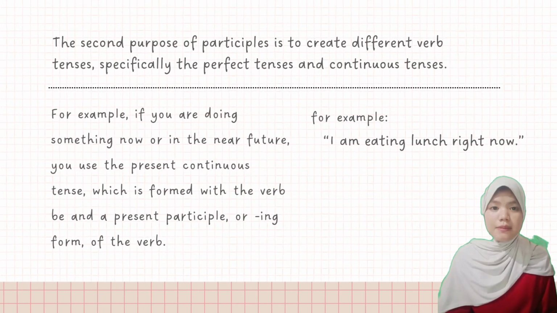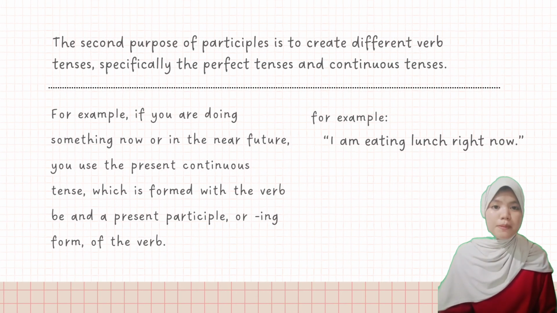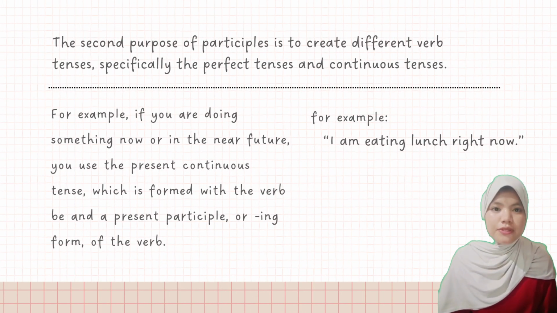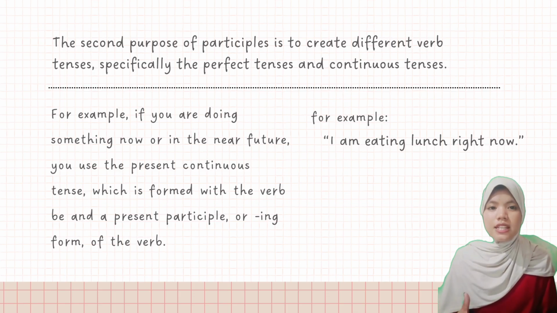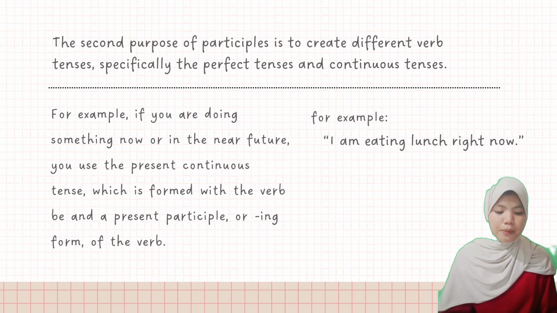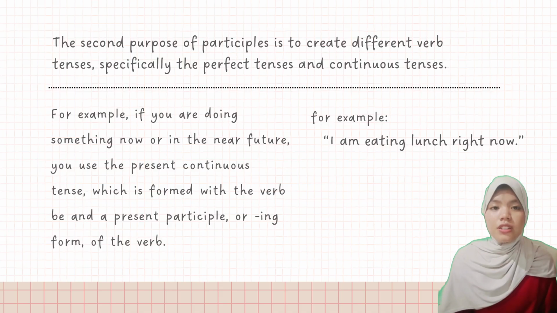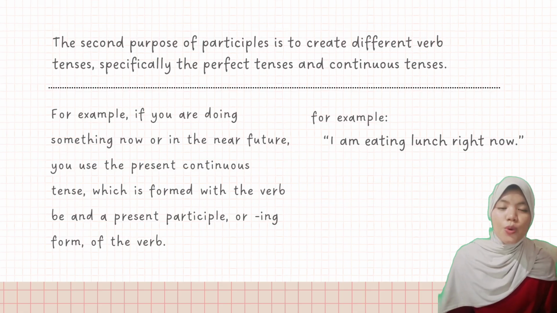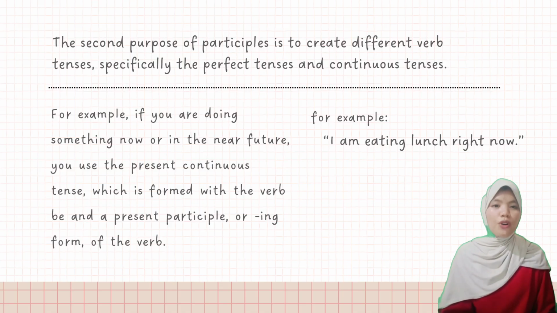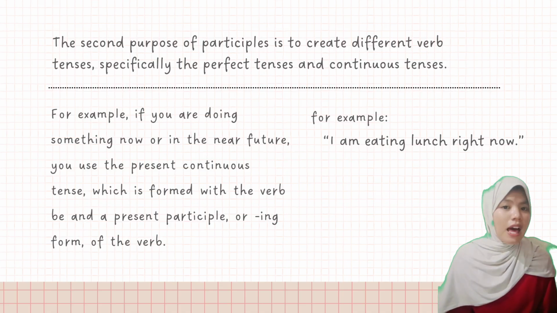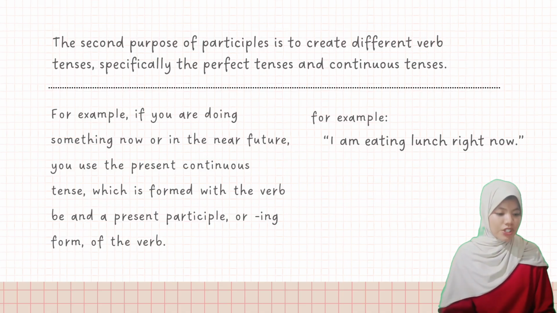The second purpose of participles is to create different verb tenses, specifically the perfect tense and continuous tense. For example, if you are doing something now or in the near future, you use the present continuous tense, which is formed with the verb be and a present participle or ing form of the verb. For example, I'm eating lunch right now.